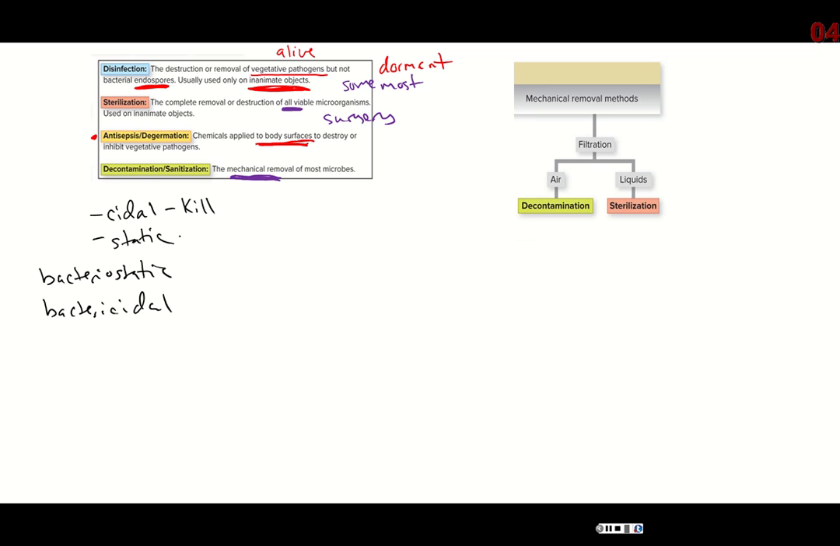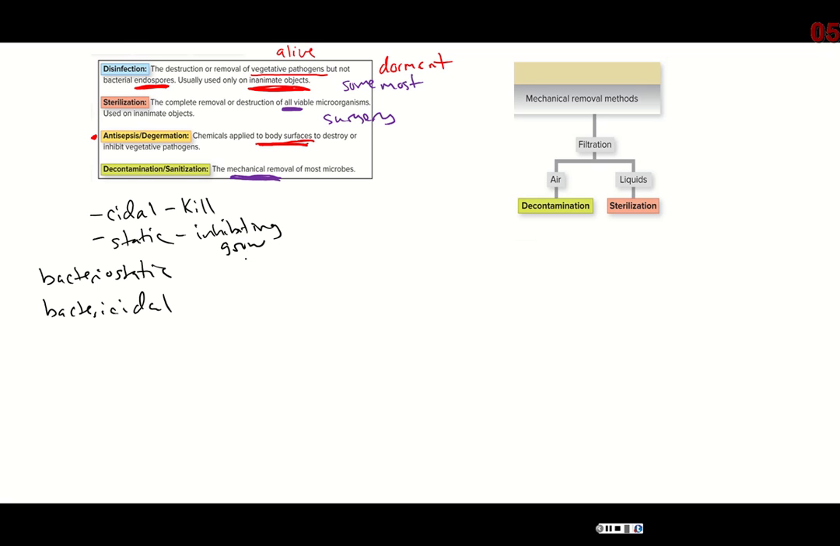Versus static, you're just inhibiting the growth. Okay, so you're inhibiting the growth, meaning if that microbe, in this case that bacteria, is put back in an environment that has the nutrients and the temperature that it wants, then it can go back to being vegetative again.